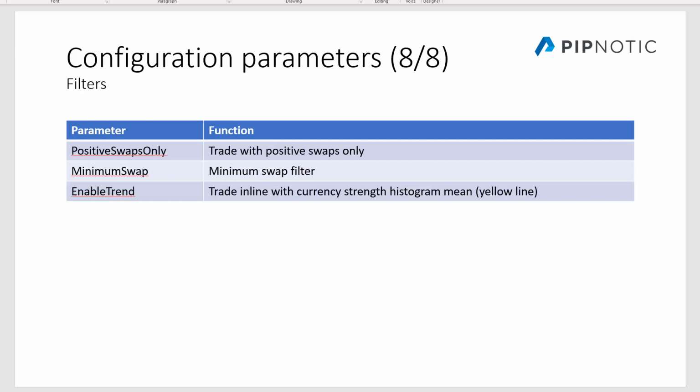Then we have the filters. If you want to take on positions that are swap positive only, then you can set this value to true. You can also specify the minimum swap. So this enables you to define a minimum swap. For example, if you only want to take positions that have no worse than a -1 units of currency per standard lot, then you can define that here. You can also enable the trend, and the trend is based on the histogram data. So if you take an average of the histogram data and that average gives you a positive number, well, it's only going to be buying. If it gives a negative number, it's only going to be selling.